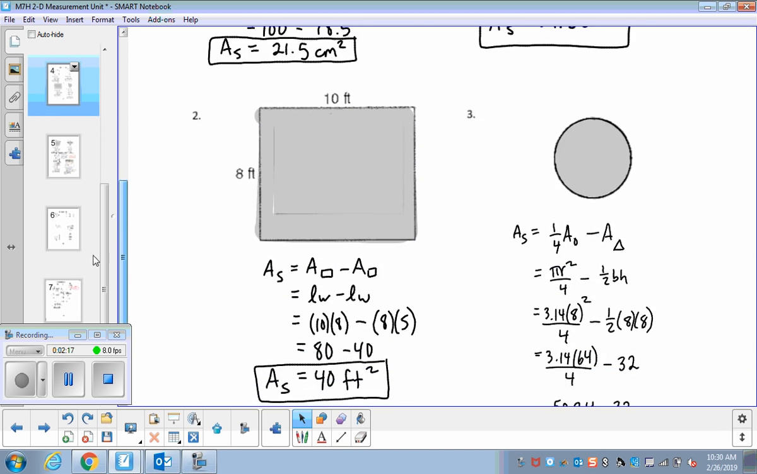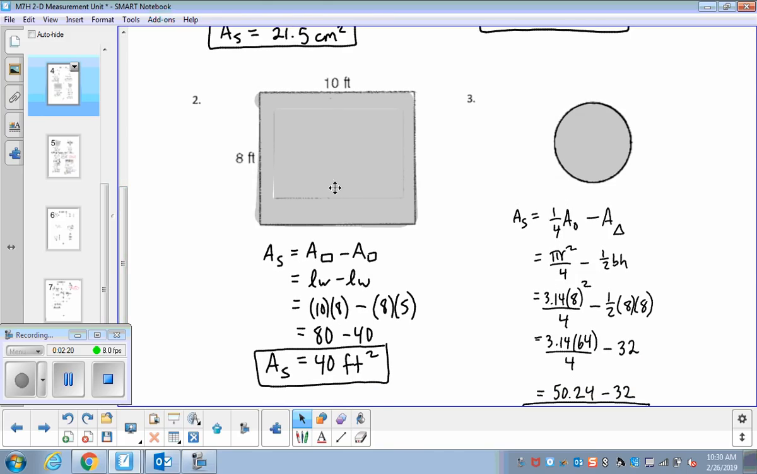Now for number 2, what you guys see is something that looks kind of like a picture frame. And if the copier didn't do a very good job of letting you know what the shaded region was, it's that outer part right there. Again, kind of like a picture frame.